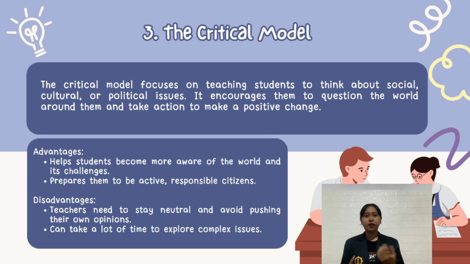There are some key features of this model. The first is that it is based on problem solving and real-world issues. The second is students discuss topics like social justice, environmental problems, or human rights. And the third is the teacher helps students understand different perspectives and develop their own opinions. For example, in a social studies class, students might learn about climate change and create a plan to reduce waste in their school or community.